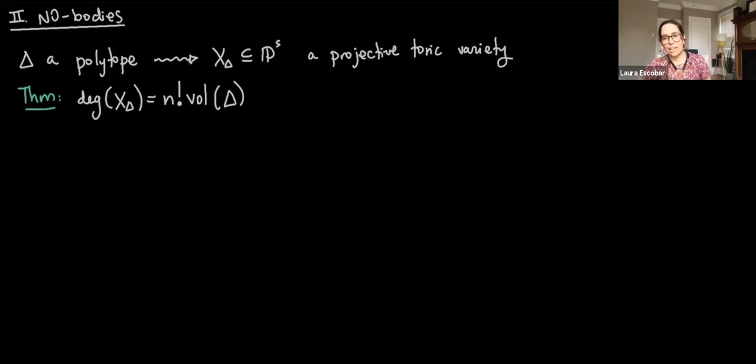But connecting to what we have in the previous slide, you can think of it as rephrasing the Bernstein-Kouchnirenko-Khovanskii theorem into the setting of projective toric varieties. You start with a polytope, you take its toric variety, and then the degree of your variety is going to be equal to n factorial times the volume of the polytope. So again, another instance of geometry and combinatorics: volumes of polytopes are encoding information of the variety.